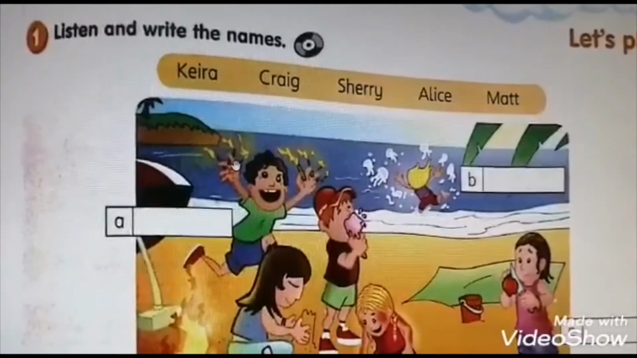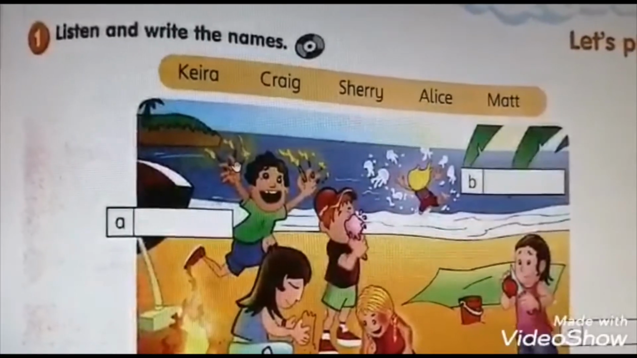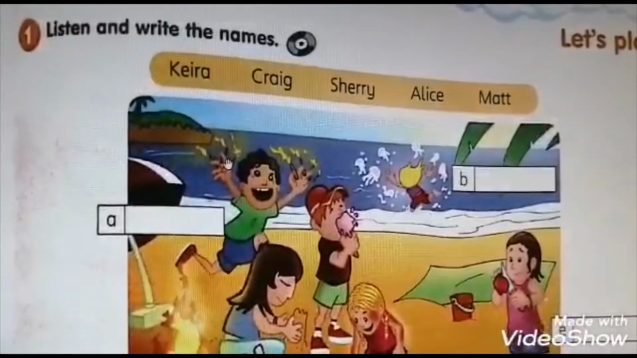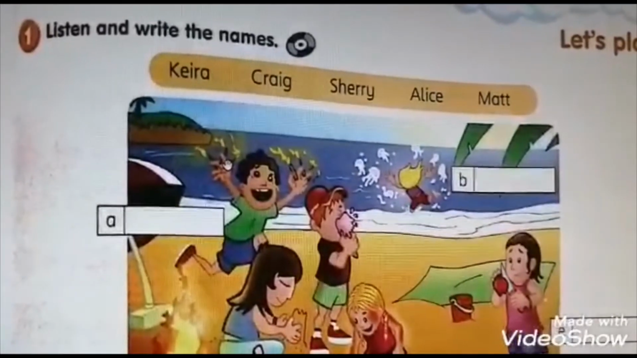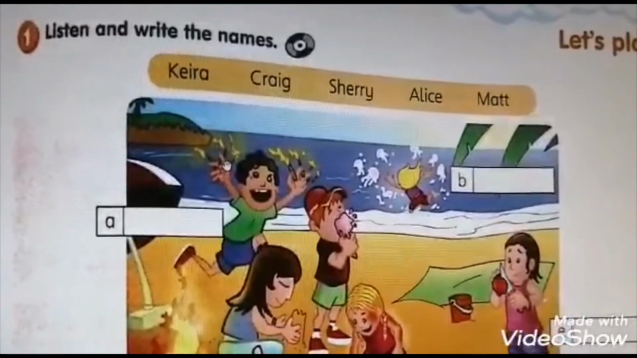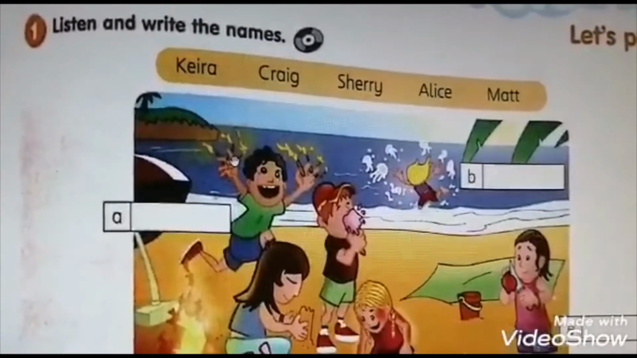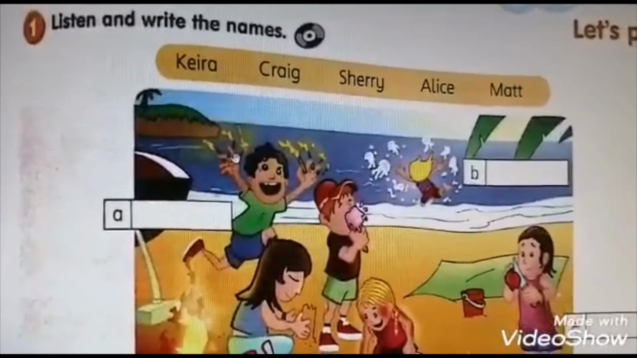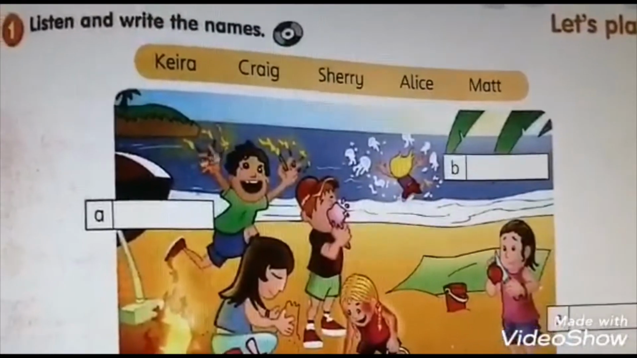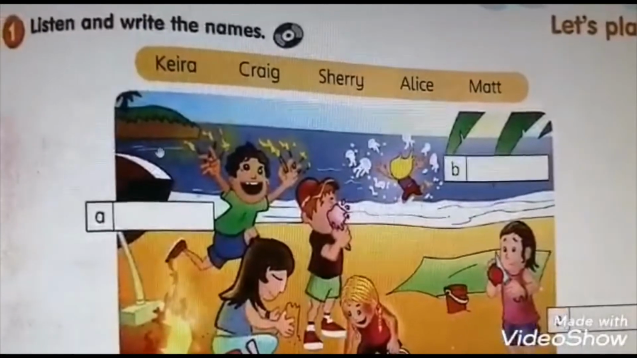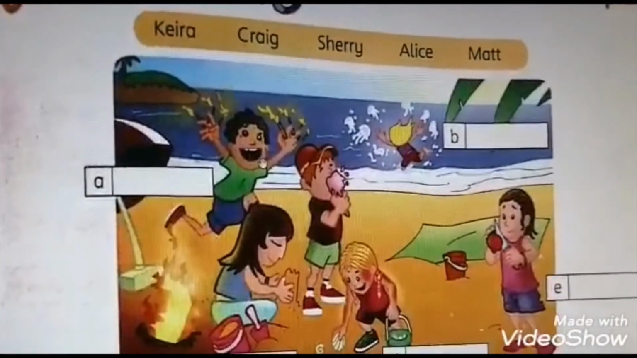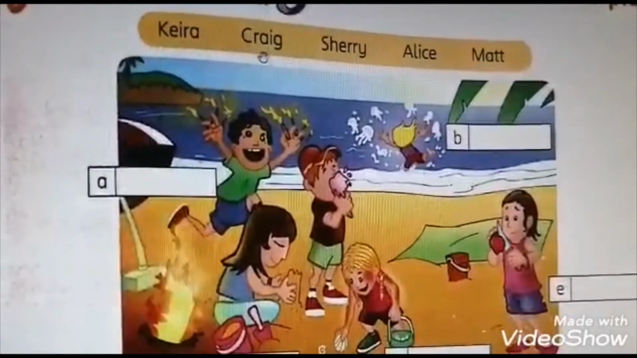Module 10, Workbook. Let's play. Activity 1. Listen and write the names. 1. It's a nice day today. Yes, it's beautiful. Are these all your friends? Yes, they are. Who's that boy playing with matches? That's Craig. Craig, you shouldn't play with matches. It's dangerous.